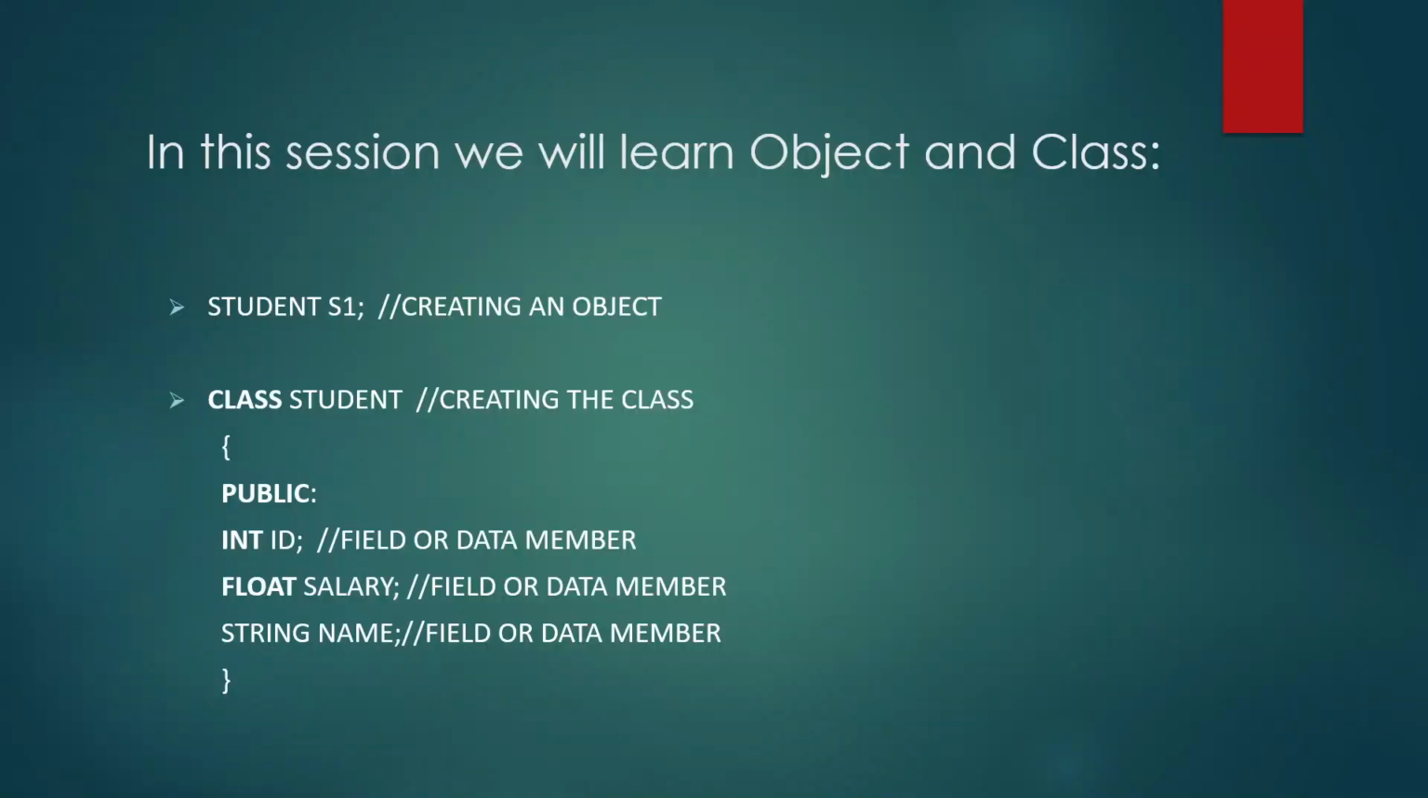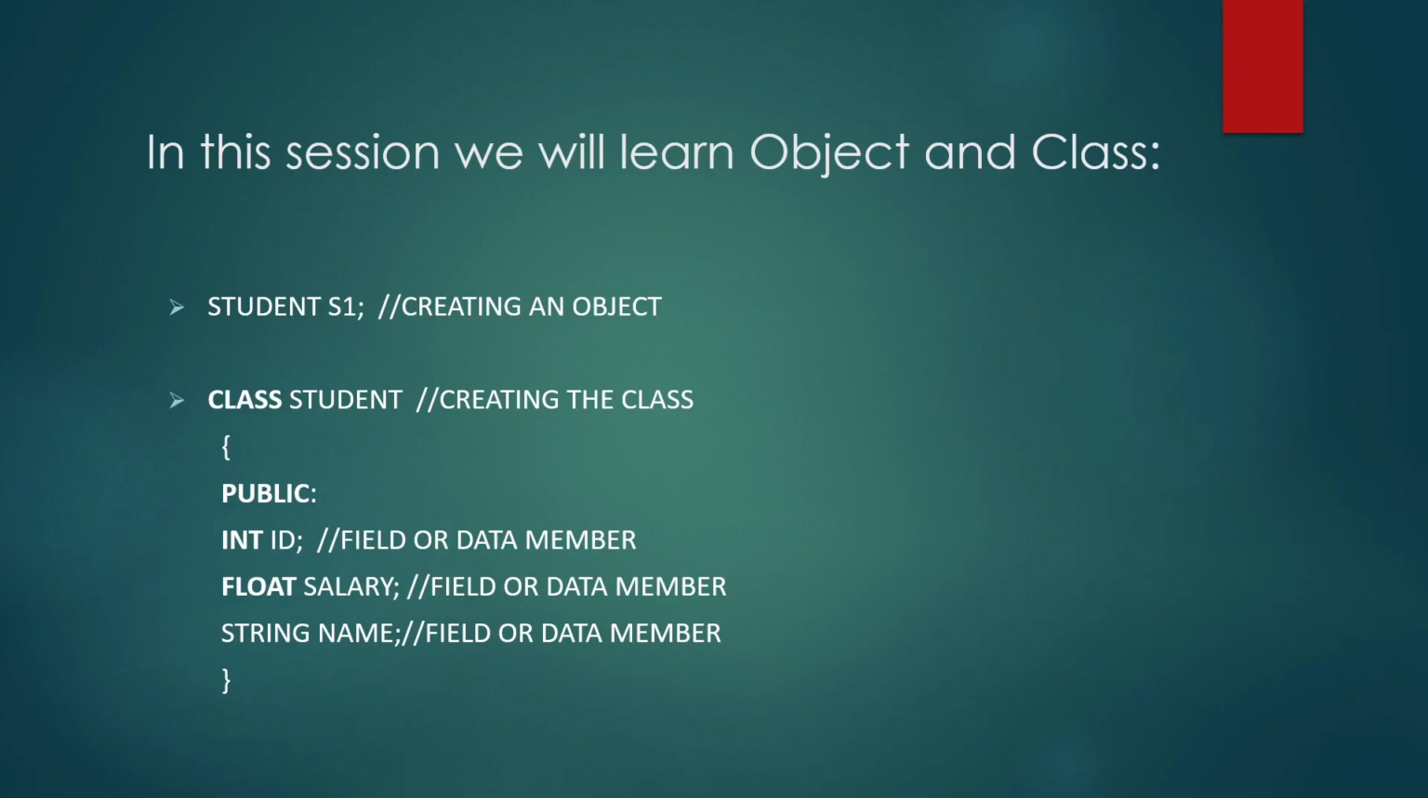So what is a C++ object? A C++ object is a real-world entity. For example, chair, car, pen, mobile, laptop, etc. In other words, the object is an entity that has state and behavior. Here, state means data, and behavior means functionality.